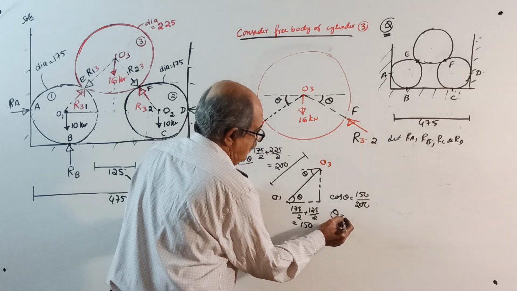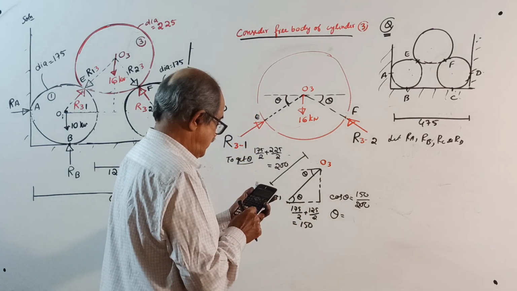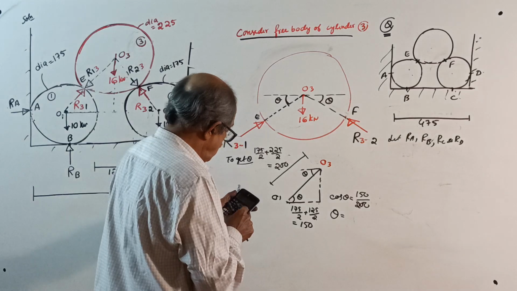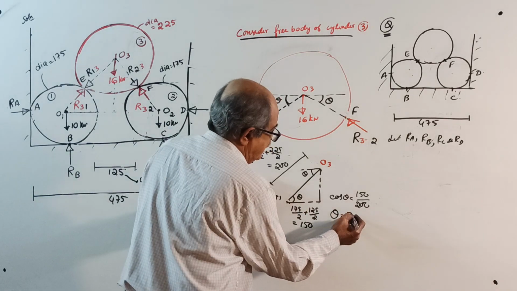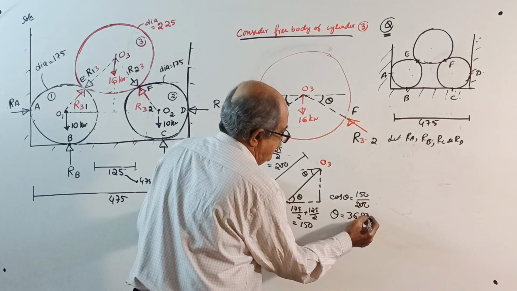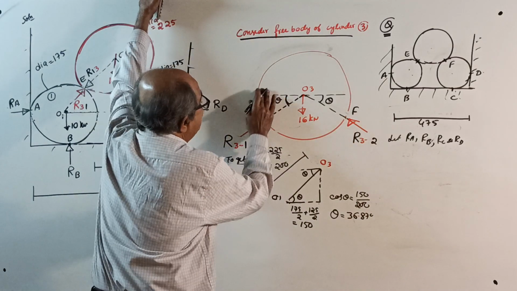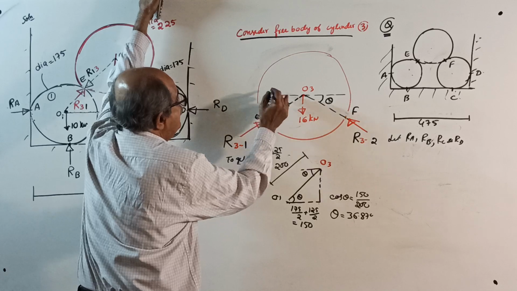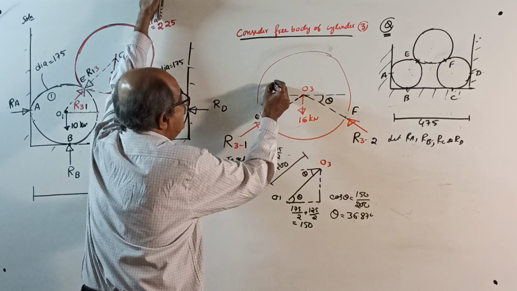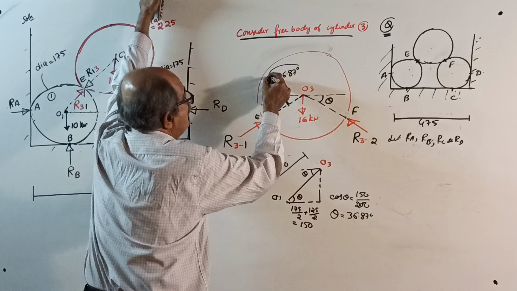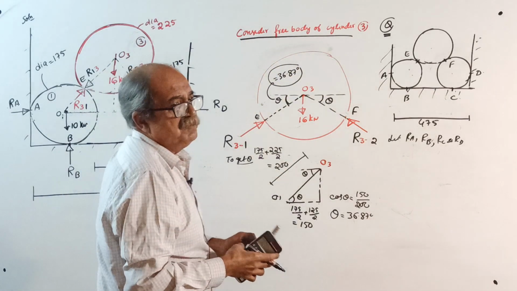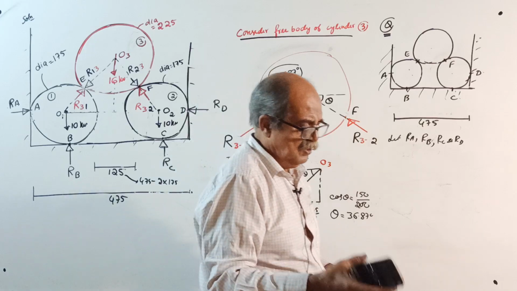150 divided by 200. So your theta will be 150 divided by 200, equal to shift tan inverse of the answer, 36.87 degrees. So I will come back here and write the answer. This theta equals 36.87 degrees, the calculated value. This much is the most important. Now, very simple.